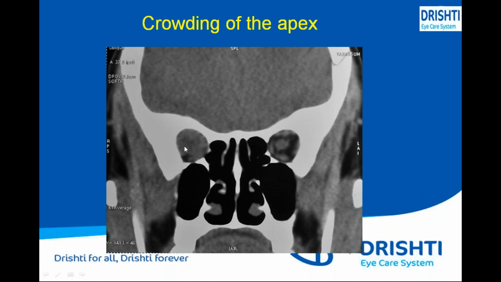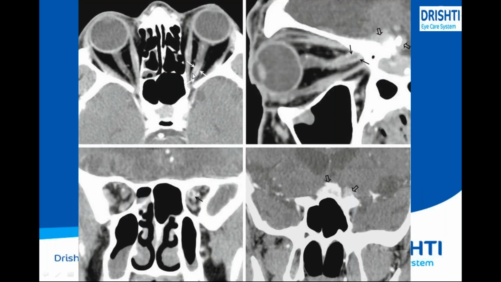Now these are the four images. The first one is the fusiform optic nerve. Fusiform means tapering from both sides, the mouth is tapered. Both sides, this and this, are narrowing, so this is called a fusiform optic nerve. It explains that the spread has been in the optic nerve also. The optic nerve is also involved in this case. So this is called the fusiform of the optic nerve.